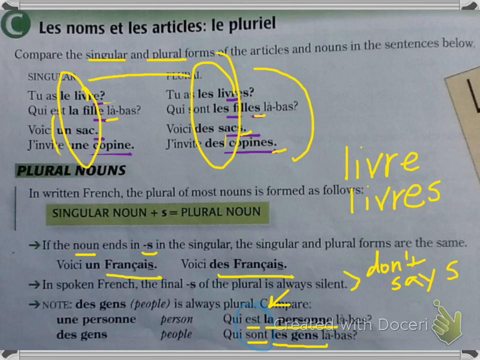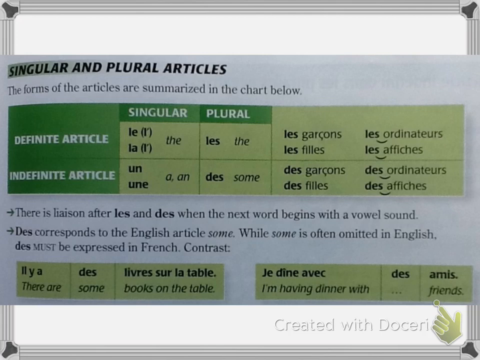So what we're seeing here is two things have to happen for nouns to go from being singular to plural in French. We're going to change the article, and we're going to add an S to the ends of our nouns. So, singular and plural articles. The forms of the articles are summarized in the chart below. Again, remember our definite article means that we're asking for something specific.